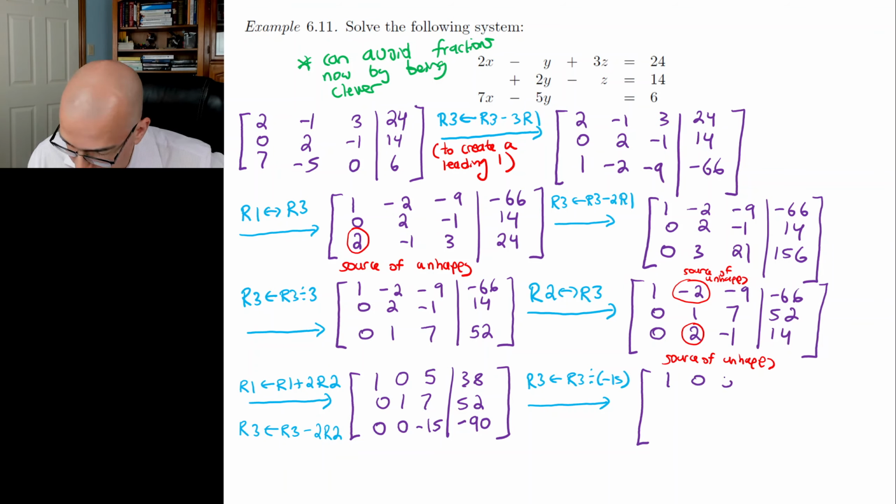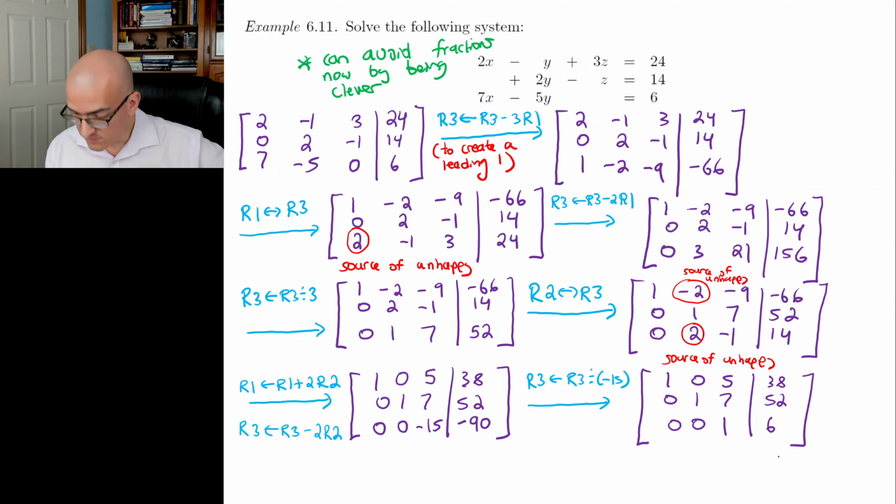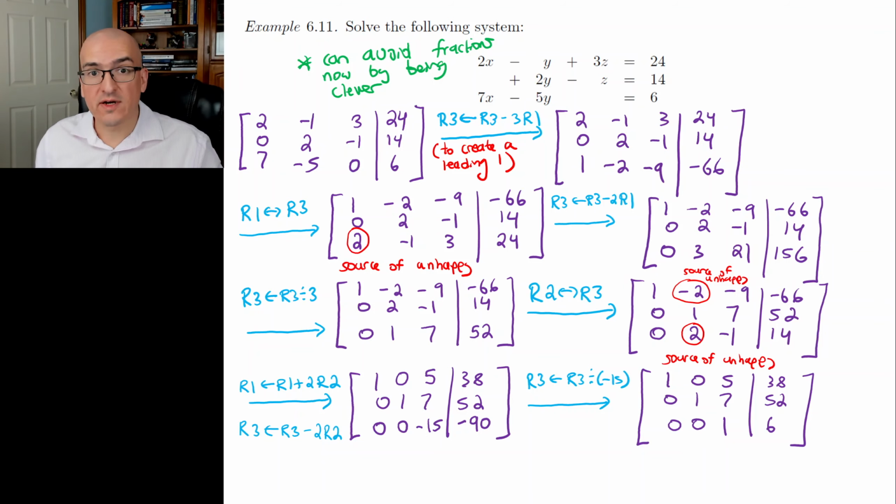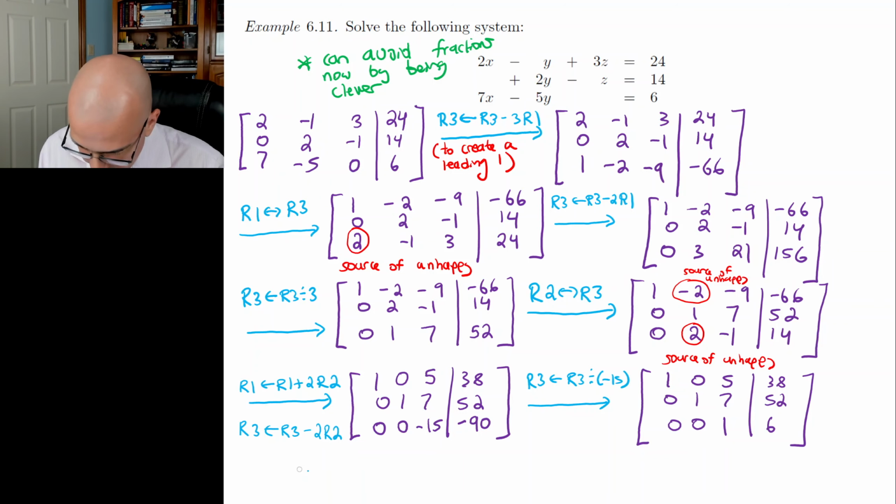1, 0, 5, 38, 0, 1, 7, 52, and then 0, 0, 1, 6. And we're almost there. We almost have the answer. I might be able to squeeze it in.